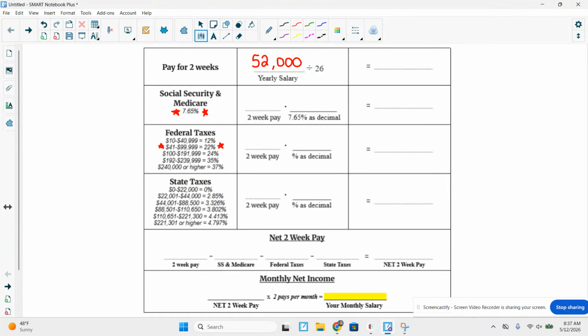The same would be true for your state taxes. Please put a star next to the state tax amount that you would pay. For me, I would pay 3.326%.